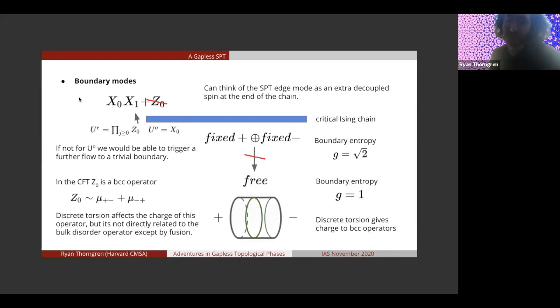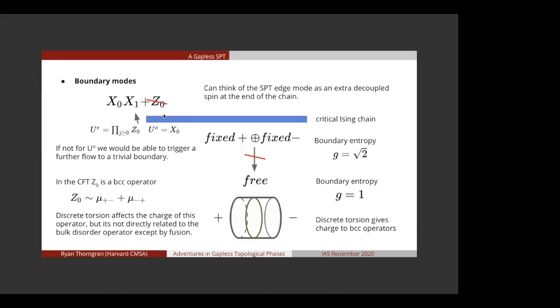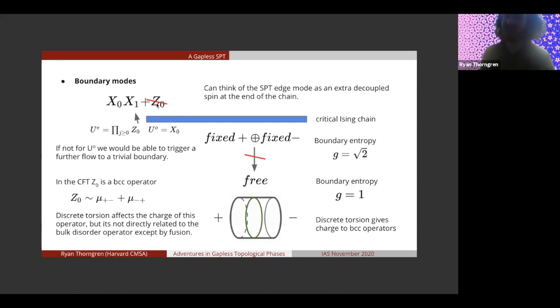Let me briefly describe why this is stable. If we were to add just a Z at the end, then we would end up with just the critical Ising chain on the entire system. And that wouldn't have any edge modes. That would just be the free boundary condition again. But of course, this Z is forbidden by our symmetry, right? One of our symmetries is just X at that first spin.